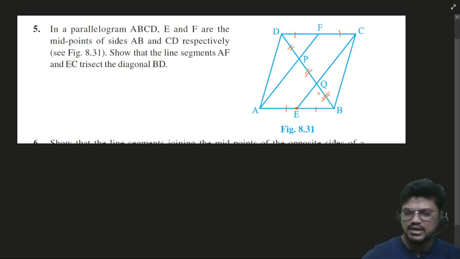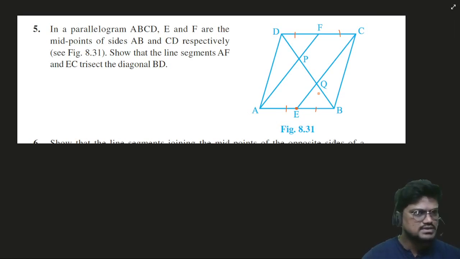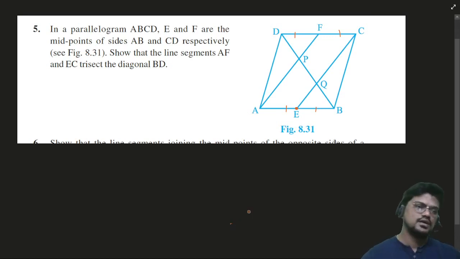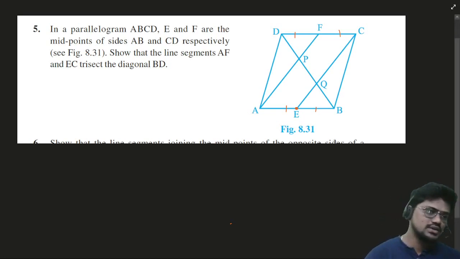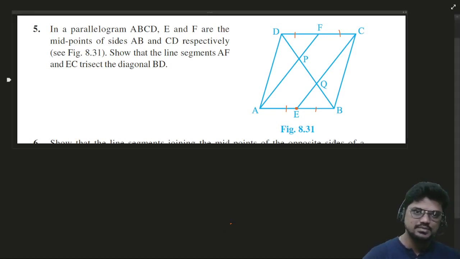Trisects means what? Trisection is done when two points divide a single line into three equal parts. Bisection means dividing into two equal parts. Trisection means dividing into three equal parts. Can you try it? Think on it. I'll start after two minutes, but please try doing it on your own. What you have to do in this parallelogram ABCD is that they have given E and F as the midpoints, so all these sides will be equal. We know that. Let's take the diagram separately to solve it.